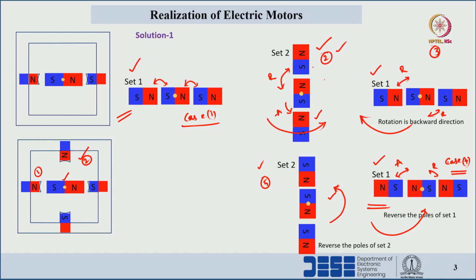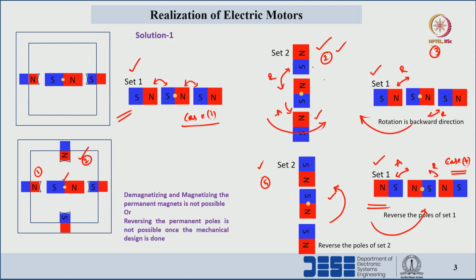But in a practical system or scenario, replacing the magnets and reversing the magnets is not possible. The demagnetization and magnetization of permanent magnets is a challenging task and not possible, and reversing the magnets is also not possible once the mechanical design is done. So, what to do? Before going to that solution, we will see what happens if we change the magnetic poles at the rotor side.